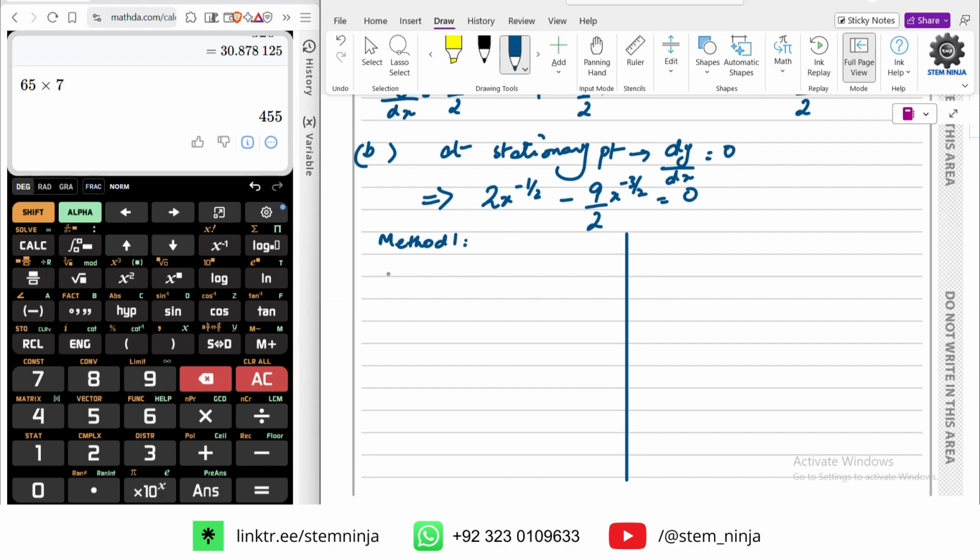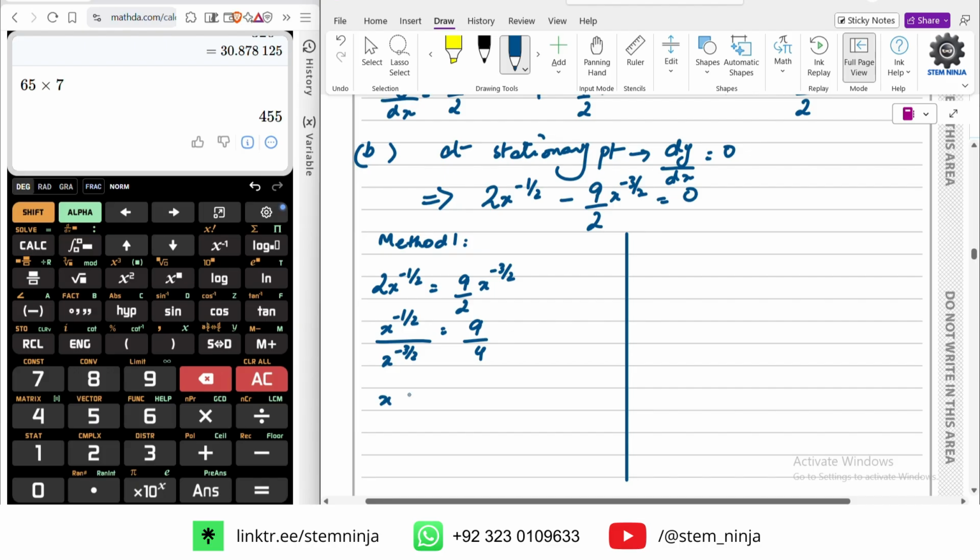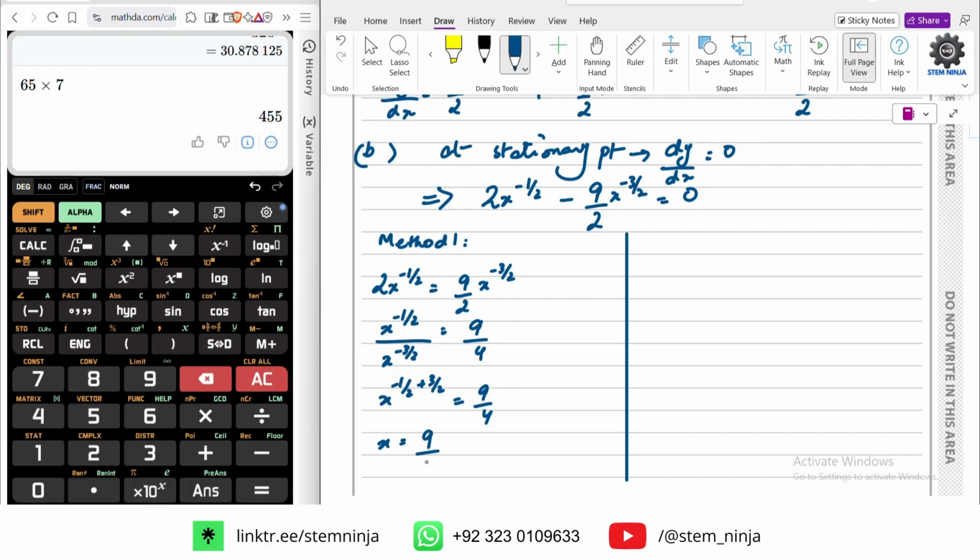This is simple rearranging. So you will get 2x to the minus 1 over 2 equals 9 over 2x to the minus 3 by 2. So make the ratios of x. So x to the minus 1 over 2 divided by x to the minus 3 by 2. 2 comes over here, you get 9 over 4. This becomes x to the power of minus 1 over 2 minus minus 3 over 2, which is minus half plus 1.5, just 1. So this is 9 over 4.